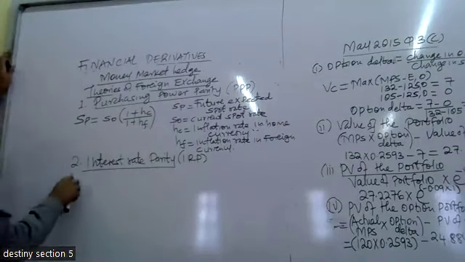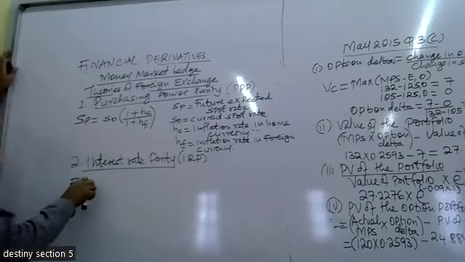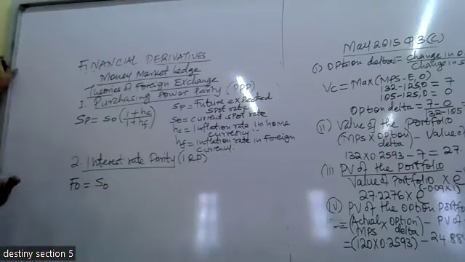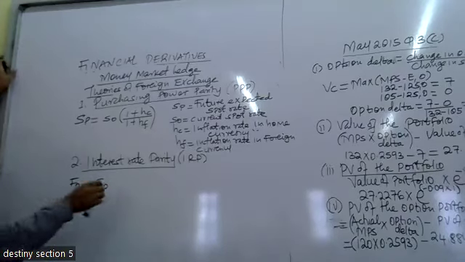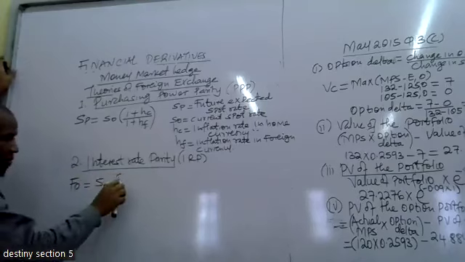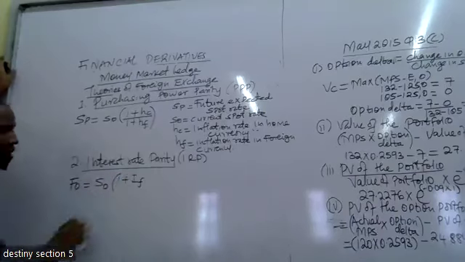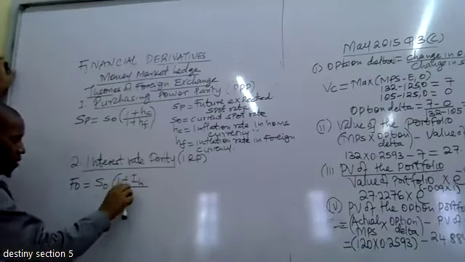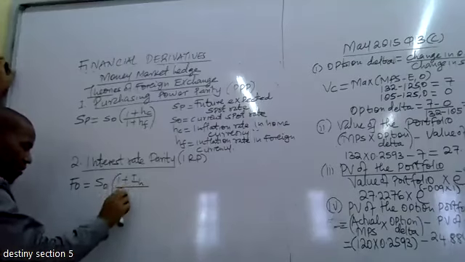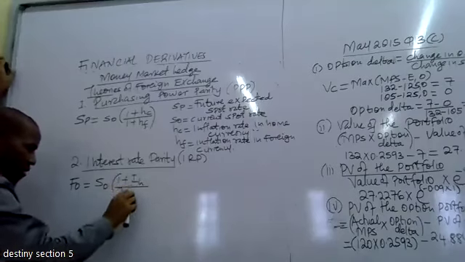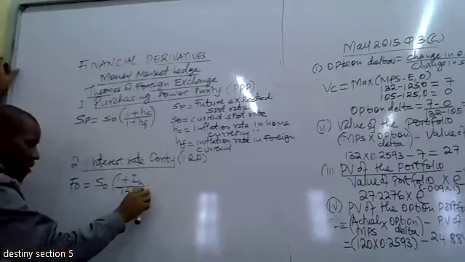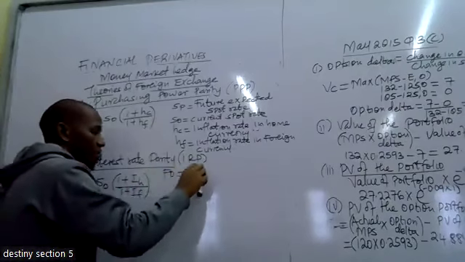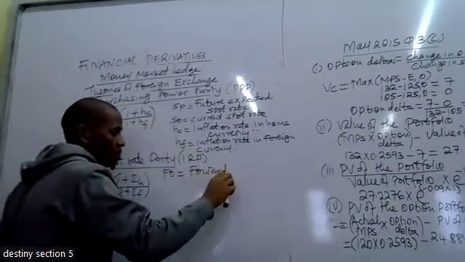It is expressed as follows. Now, this is what we mean. To get the forward rate, the only cause of the difference is the interest rate. So we normally take the spot rate times 1 plus the interest rate of the home currency, over 1 plus the interest rate of the foreign currency. So this is the forward rate.